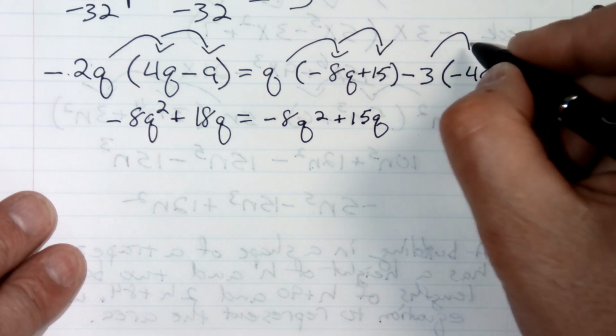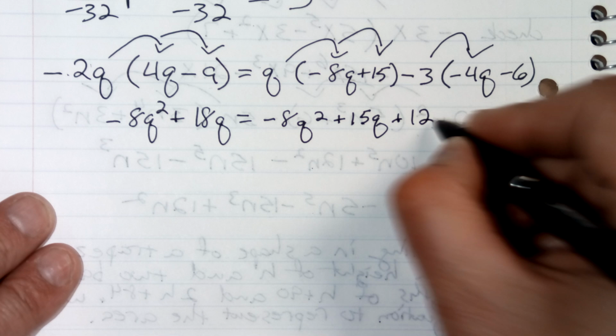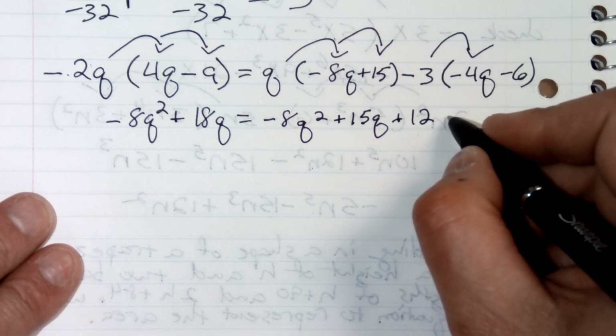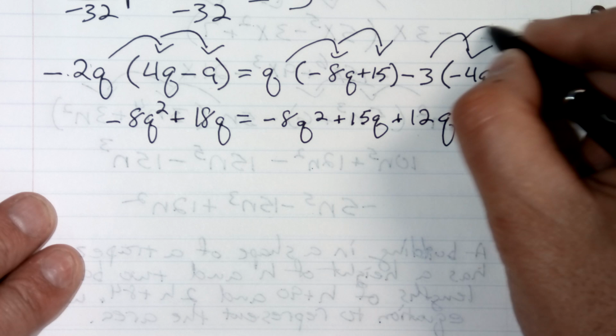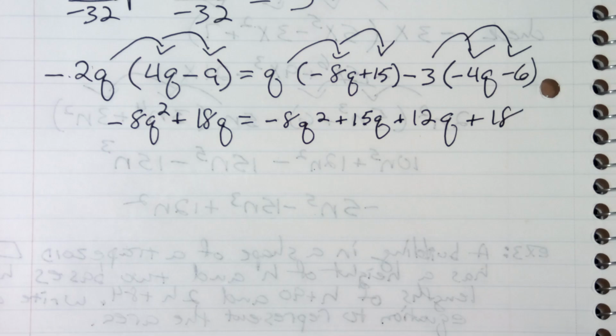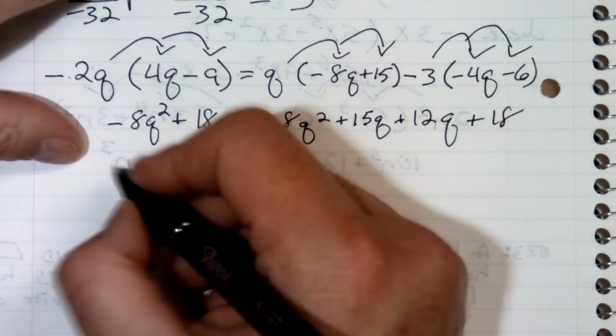Negative 3 times negative 4q. Now, a negative times a negative is a what, Landon? Positive q. Negative 3 times negative 6. Positive 18. What I would do from here is combine like terms on one side of the equal sign.